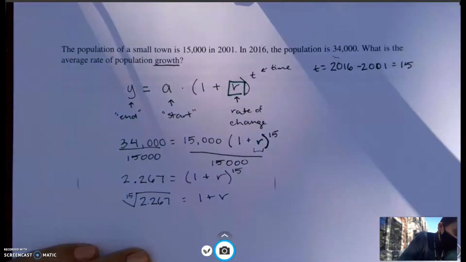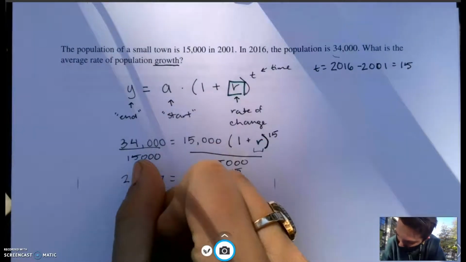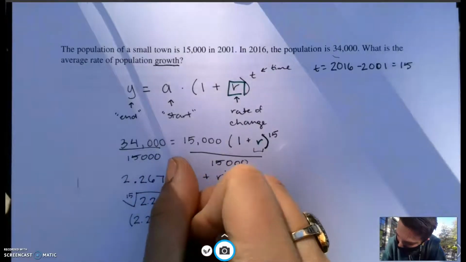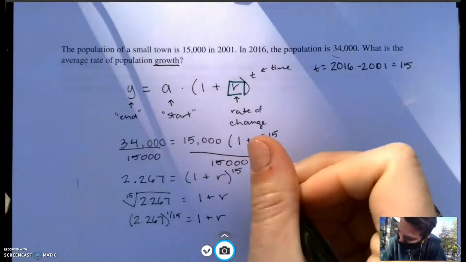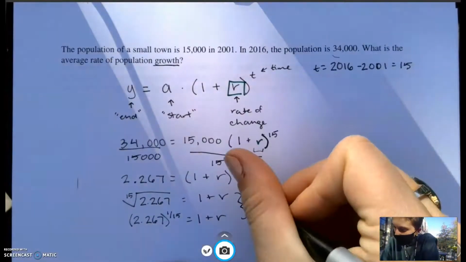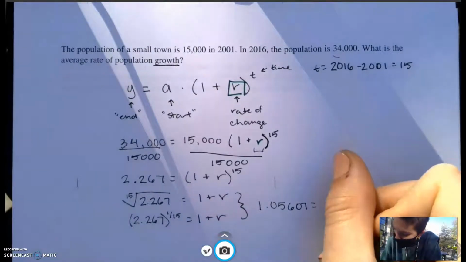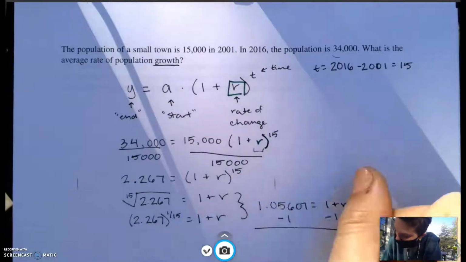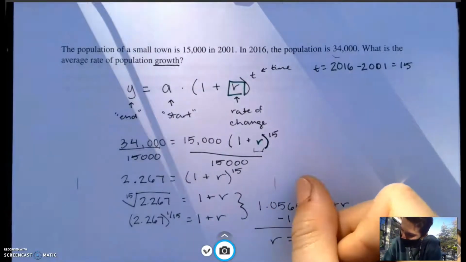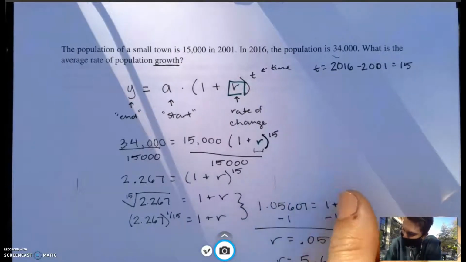So we're going to go ahead and either do that, or you can raise this to the 1/15th, since the 15th root is also equivalent to 2.267 raised to the 1/15th, equals 1 plus R. Either one of these is going to give us the same answer, right? Go ahead and type that in my calculator. I get 1.05607 equals 1 plus R. Last step is, of course, subtract 1 from both sides, and I'm left with R equals 0.056, or R equals 5.6%.